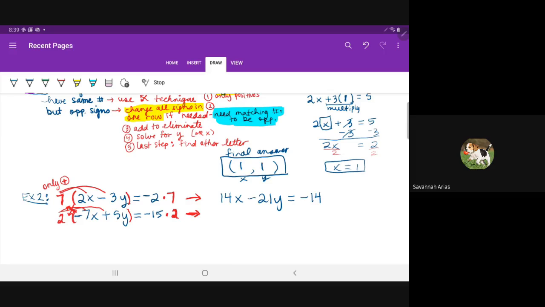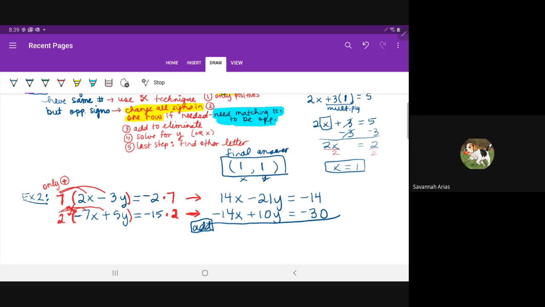So I'm multiplying 2 times negative 7x, 2 times 5y, and then 2 times negative 15. Negative 14x. Okay, I agree. Plus 10y. I agree. Equals negative 30. Good job, David. Perfect.